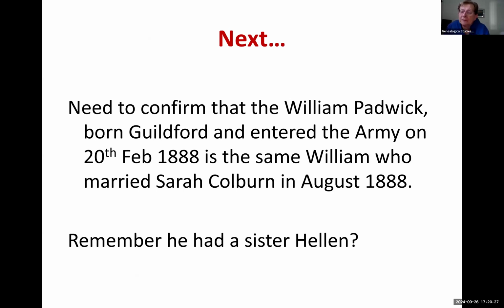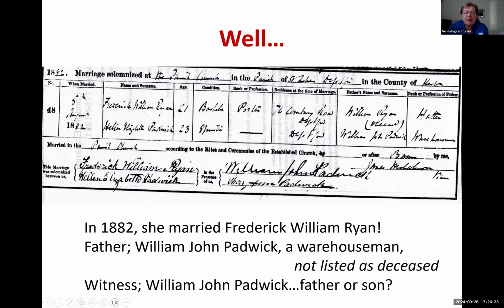Now, William had a sister. So let's see if we can find anything with the sister. There's a marriage here in 1882 for Helen Elizabeth Padwick. Father William John Padwick, a warehouseman. Now, if you remember from Sarah Coburn's marriage certificate, William John Padwick was deceased at that time. He was a warehouseman, yes, but he was deceased.